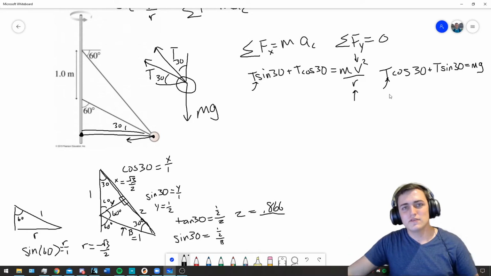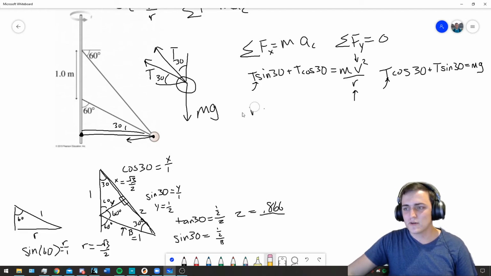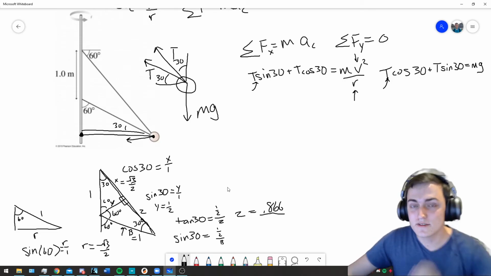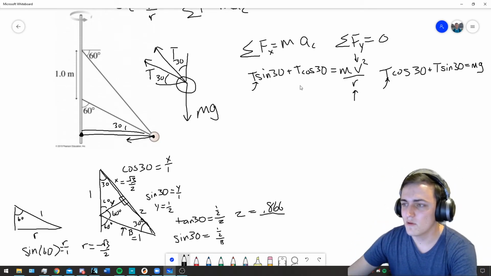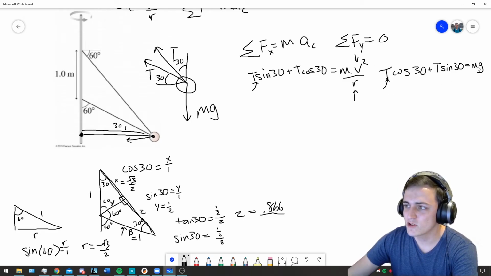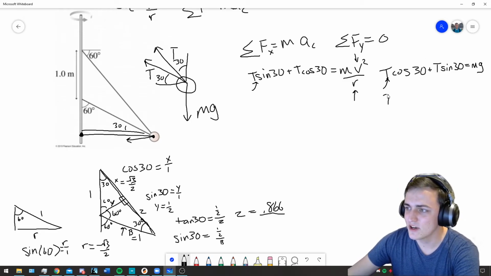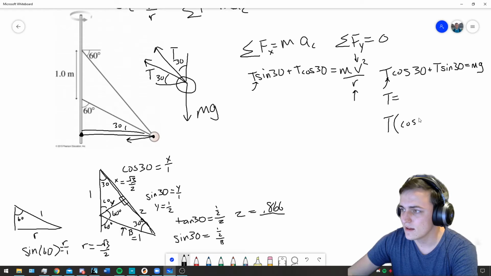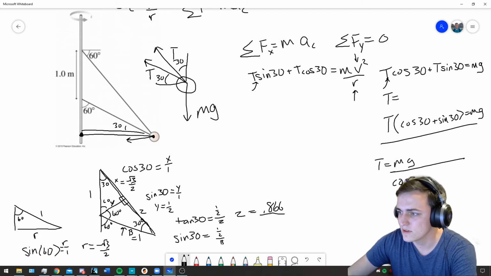So how do we solve? How do we get v equals? Because remember, the question was, what is the speed of the ball? And so we need to get a v equals. Well, we want to cancel out t now. So we go over to our other equation, and we say, let's try and find a t equals. So we can factor the t out of the left side. Okay, cosine 30 plus sine 30 equals mg, and divide both sides by cosine 30 plus sine 30. T equals mg over cosine 30 plus sine 30.